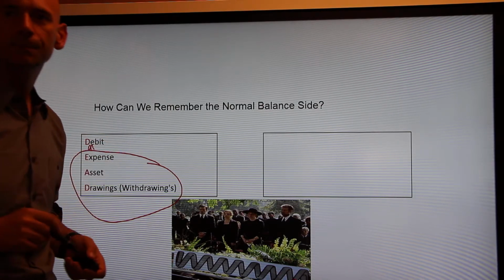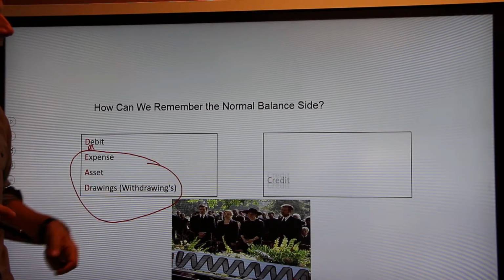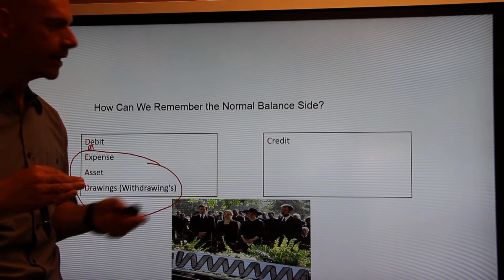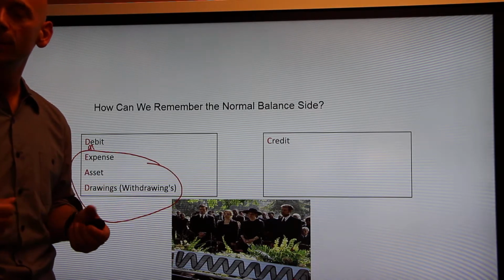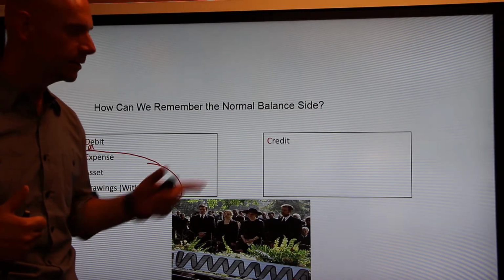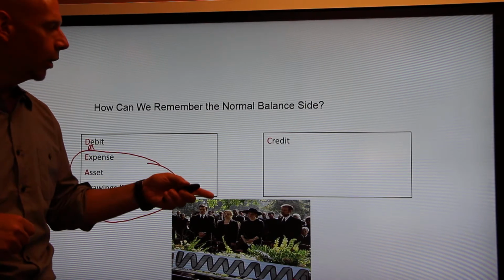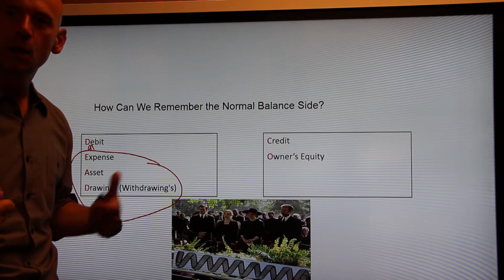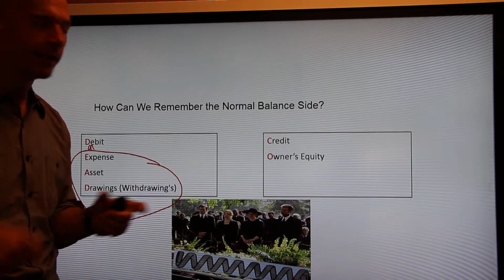Now let's look at the other one, COIL, right? The C in COIL stands for credit. So all the accounts underneath credit, or the C in COIL, are the ones that when they increase, you would write the amount on the credit side. So the O in COIL stands for owner's equity. That's our capital account. When capital increases, we would write the amount on the credit side.